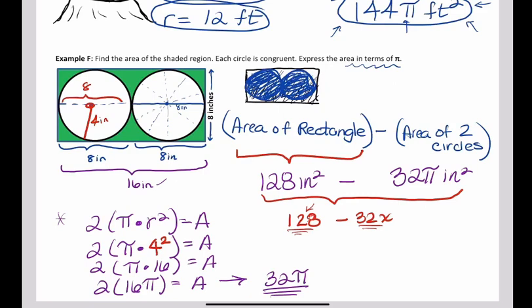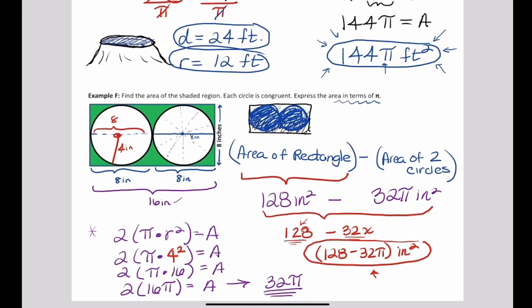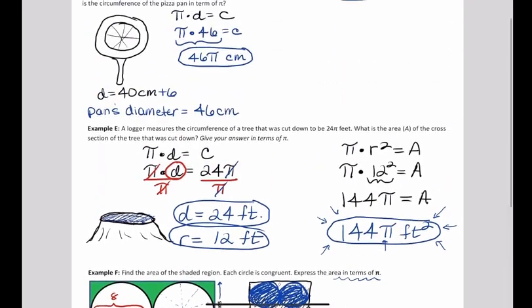So believe it or not, I know this seems kind of weird, but the answer is going to be 128 minus 32 pi, and I'm going to keep that in parentheses, inches squared. That's what it is. Now, if we wanted to figure out exactly what that area was, we could just plug in 3.14 for pi and calculate it out. But since our topic today is to try to keep things in terms of pi, that's all we had to do. So we have 128 minus 32 pi square inches. Now it's a little bit of a nutty problem, but that was definitely a good one. Definitely makes you think.